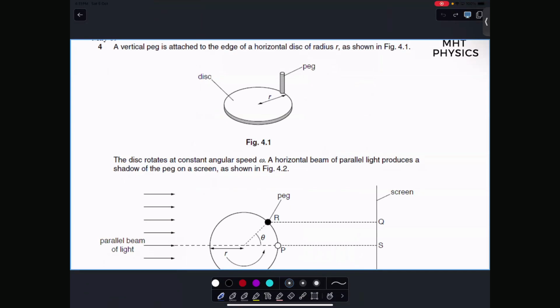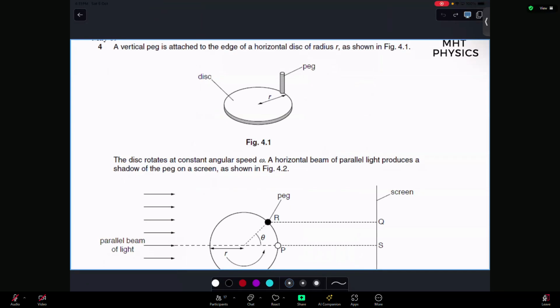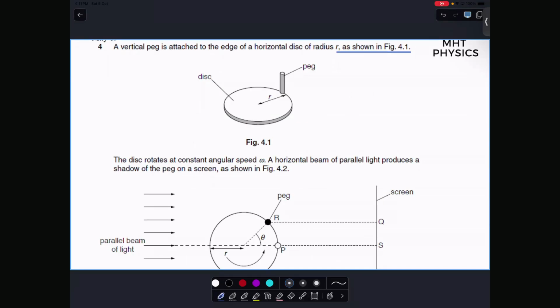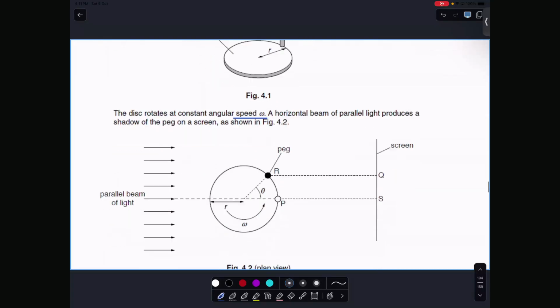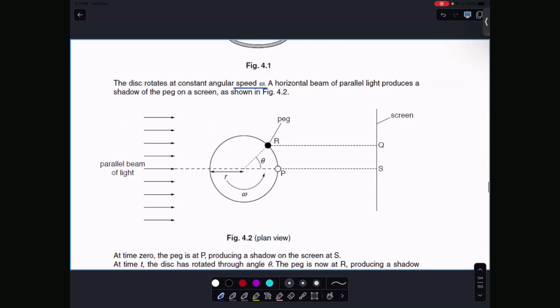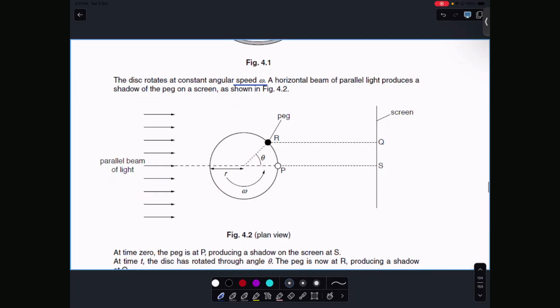A spherical peg is attached to the edge of a horizontal disc of radius r, as shown in figure 4.1. The disc rotates at a constant angular speed of omega. So the speed is provided. A horizontal beam of parallel light is produced with a shadow on the screen.